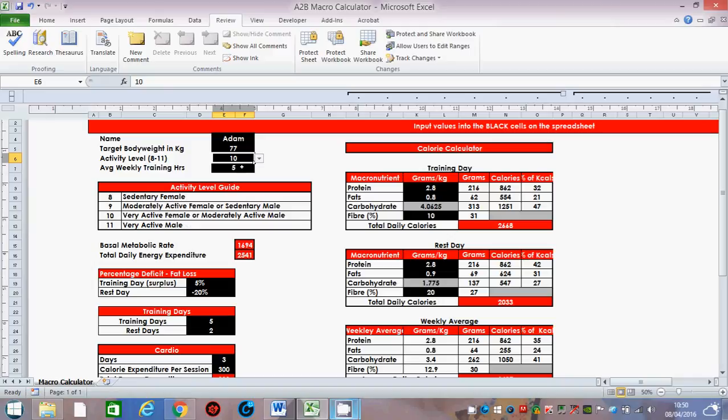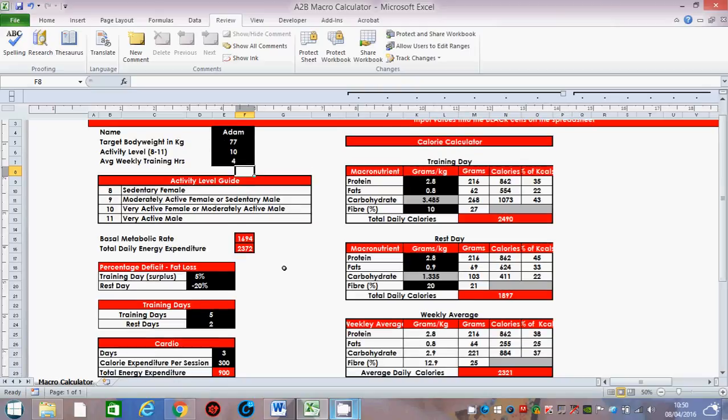For the average weekly training hours, I'm going to say I'm doing four one-hour sessions a week at the moment in the gym, so I'll put that as 4 weekly training hours. And what you'll see is that gives me a basal metabolic rate. 1694 calories per day is about what I would burn just from the act of living. So if I was to lay in bed all day at 77 kilos, I would be burning about 1694 calories.